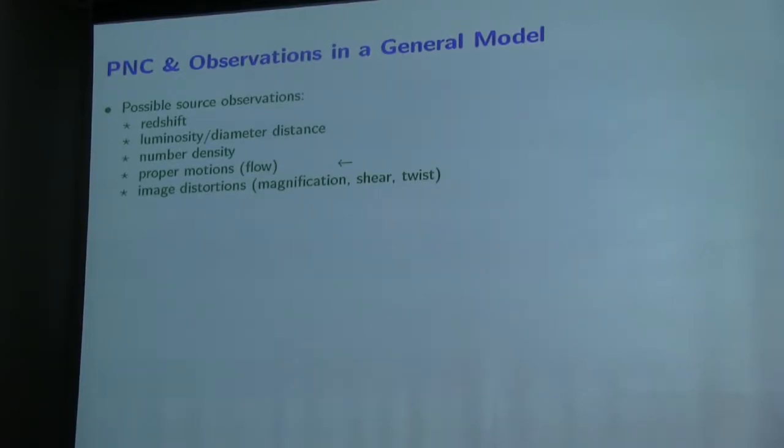So how do we do this? The observations that one might think about include obviously the redshift, the luminosity, diameter, area, distance, the number density of sources, the proper motions, that is the angular changing position on the sky. Currently not really possible all that far away, but I imagine that this will improve with time, as does everything. And also image distortions, which of course is basically lensing.